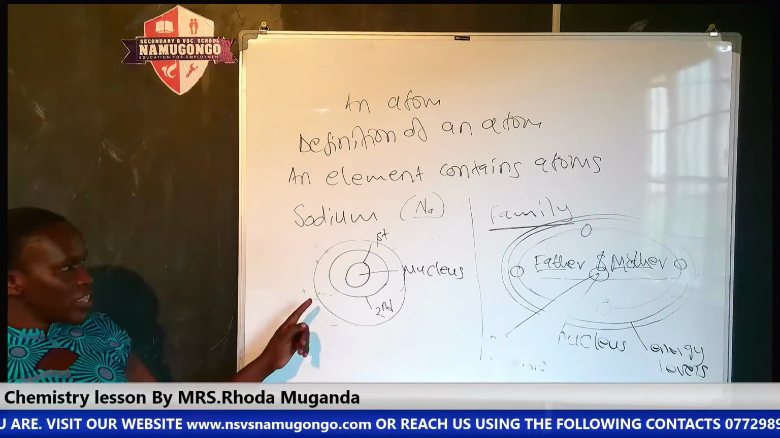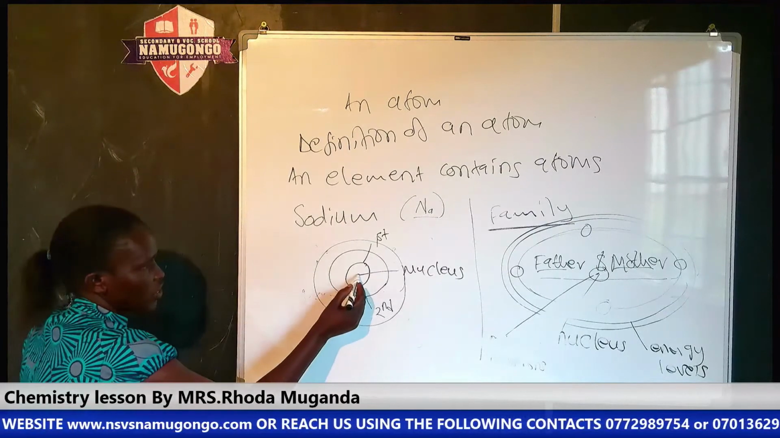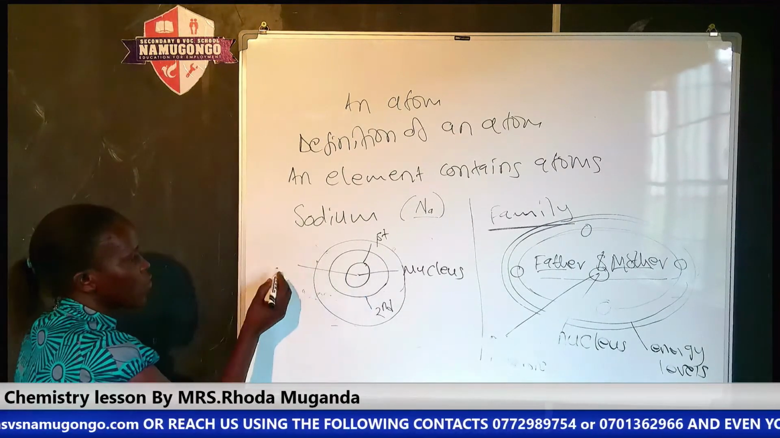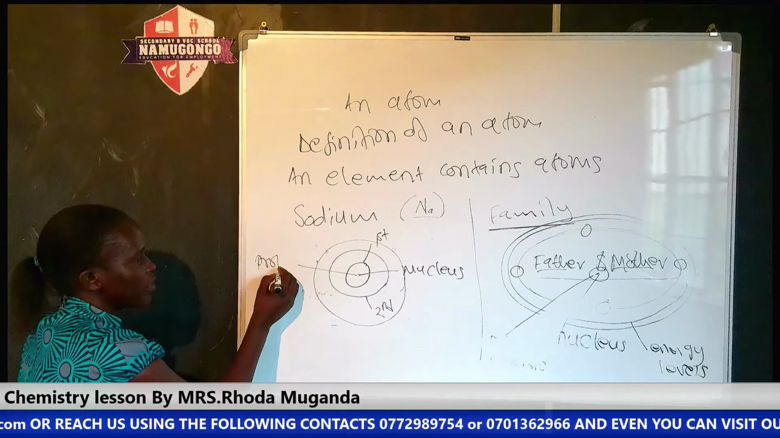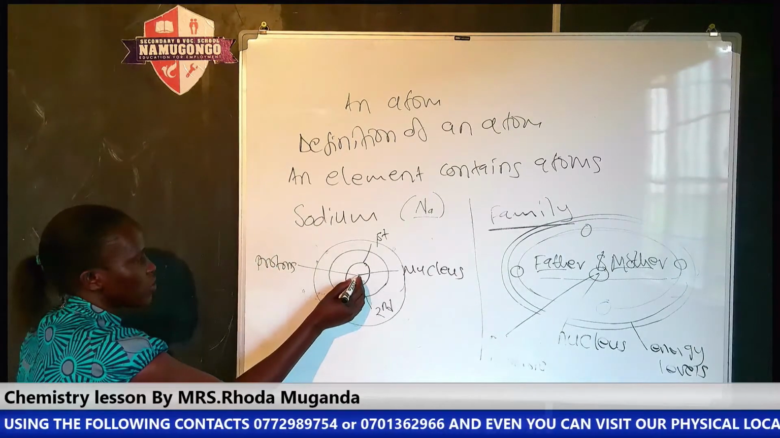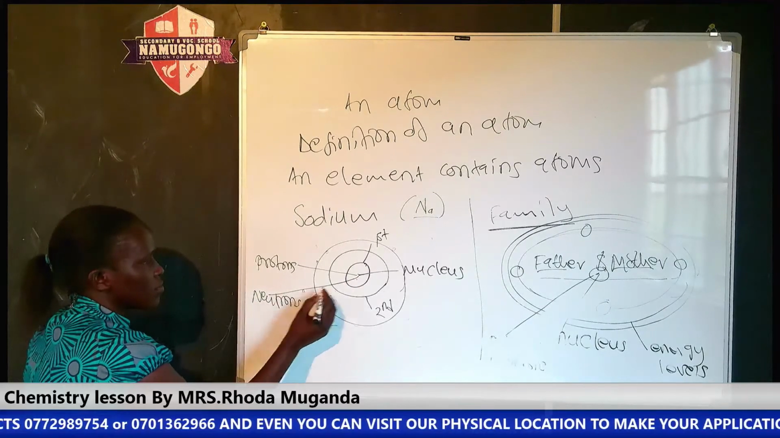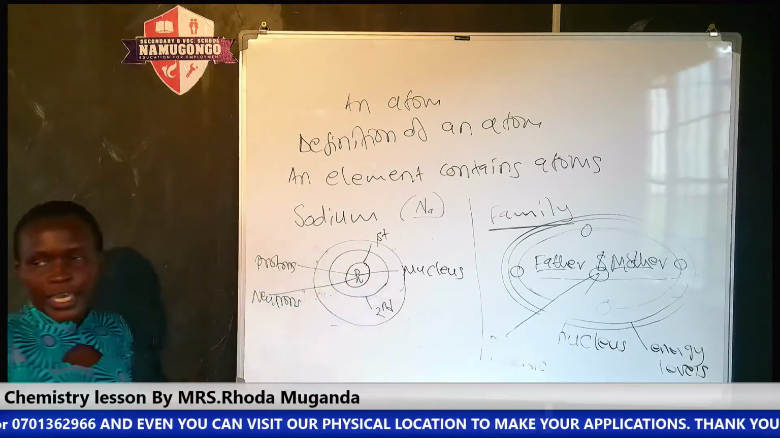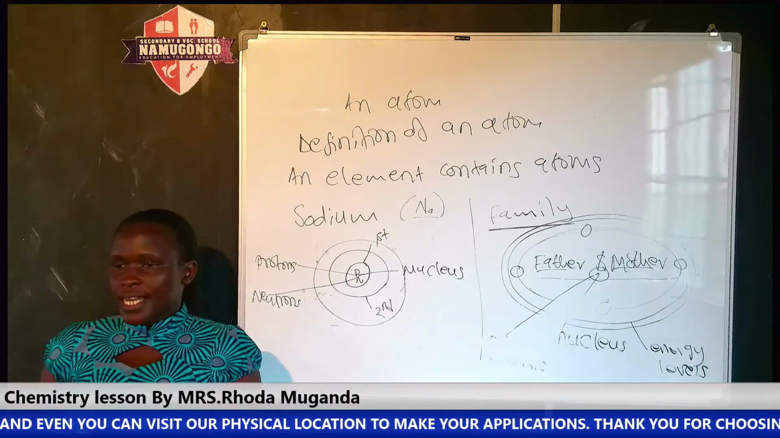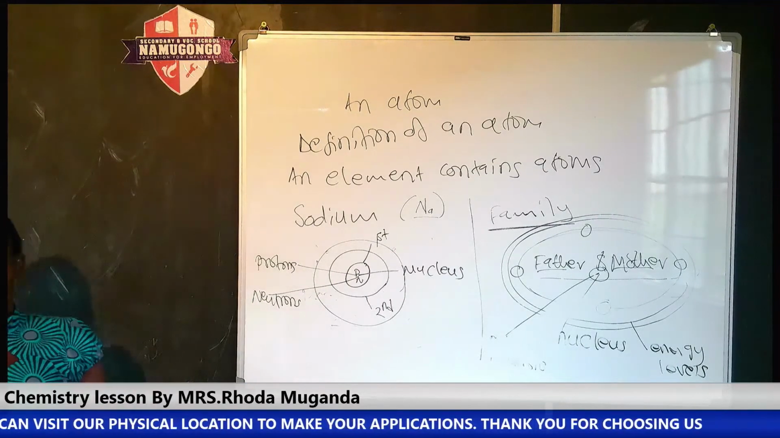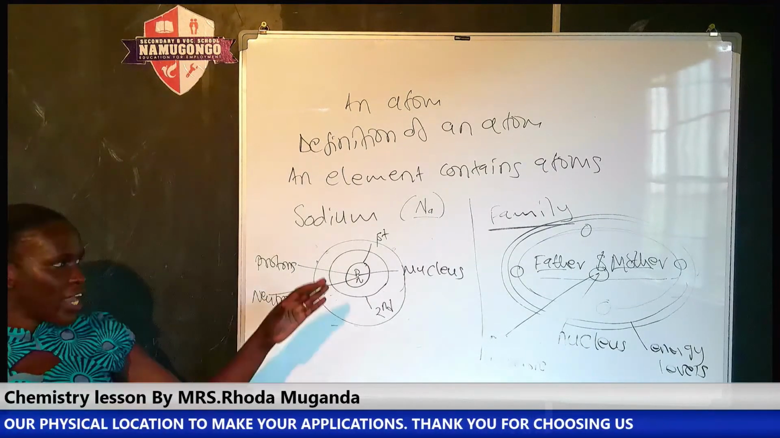So within this nucleus is where we shall have the protons, and then we shall also have the neutrons. Okay? So that is what an atom looks like. We say it is spherical, as we have already seen.